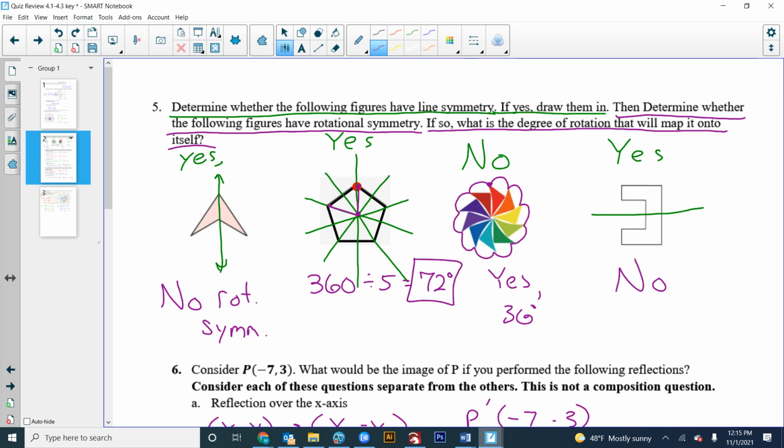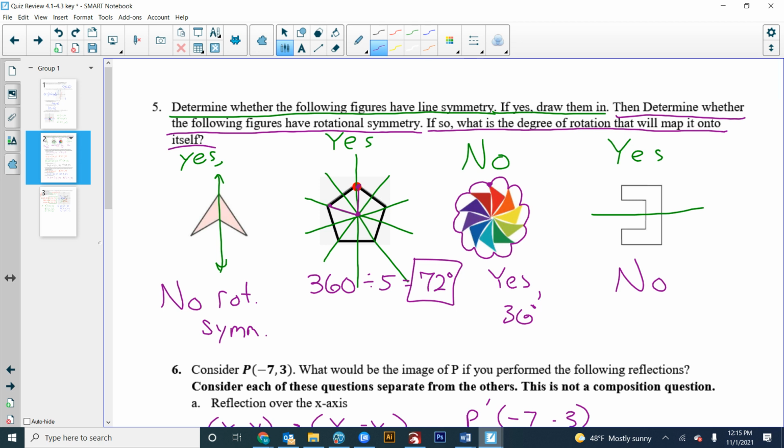Now, if this were a quiz and you listed 72, 144, and you kept listing all the way up to 360, I would be fine with that. If that's what you thought it was asking, what is the degree of rotation? Like if you thought what are all the different degrees of rotation that matches it up, I would be fine with that.